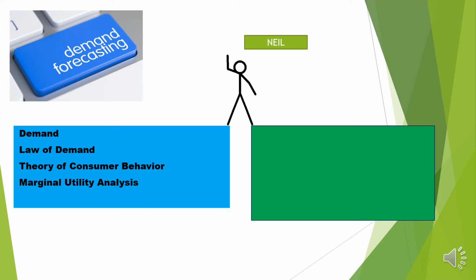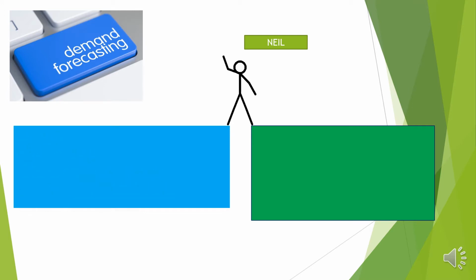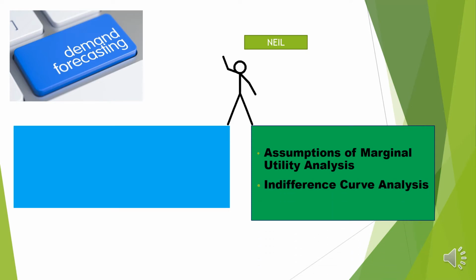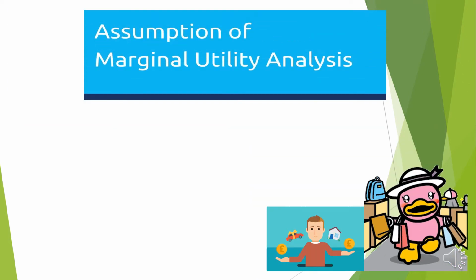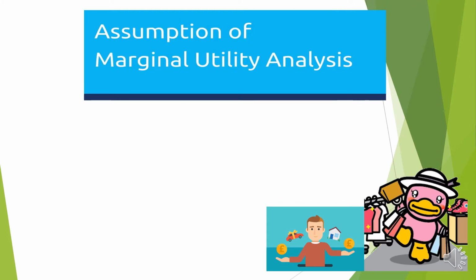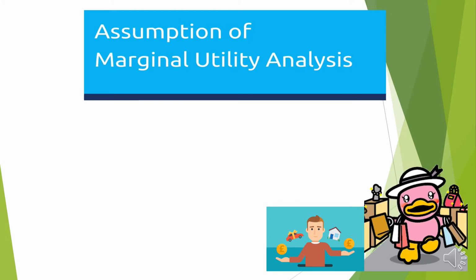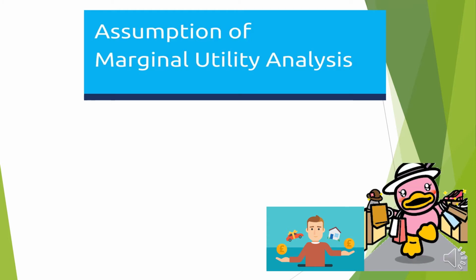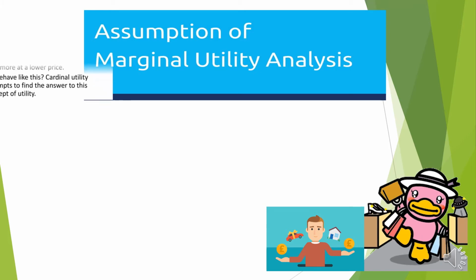After we learned the definition of demand, the law of demand, the theory of consumer behavior, and marginal utility analysis, let's proceed to the assumptions of marginal utility analysis, indifference curve analysis, and consumer equilibrium. The main assumptions of marginal utility analysis are cardinal utility and constant marginal utility of money.